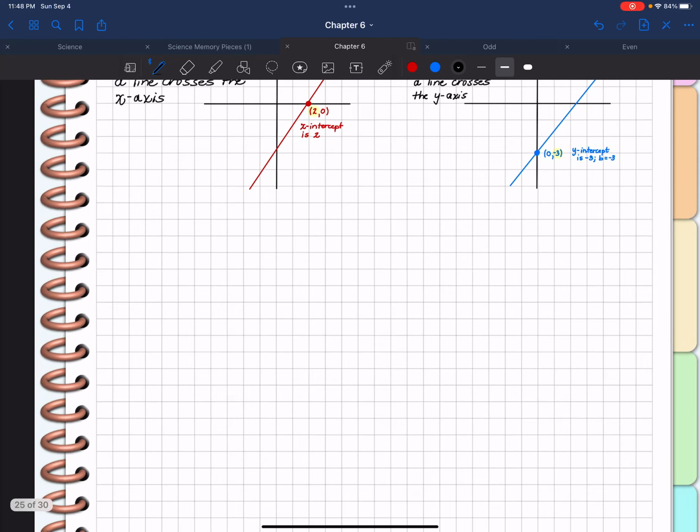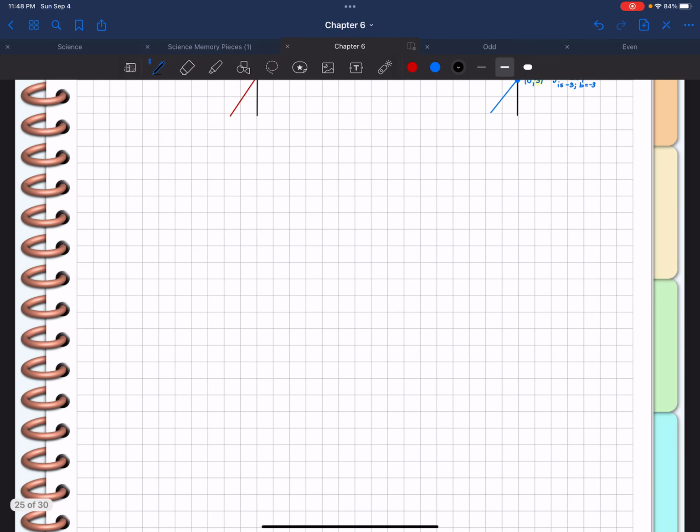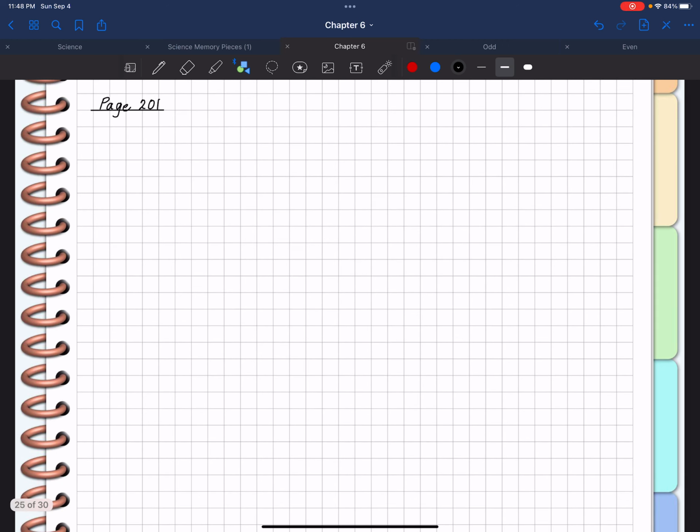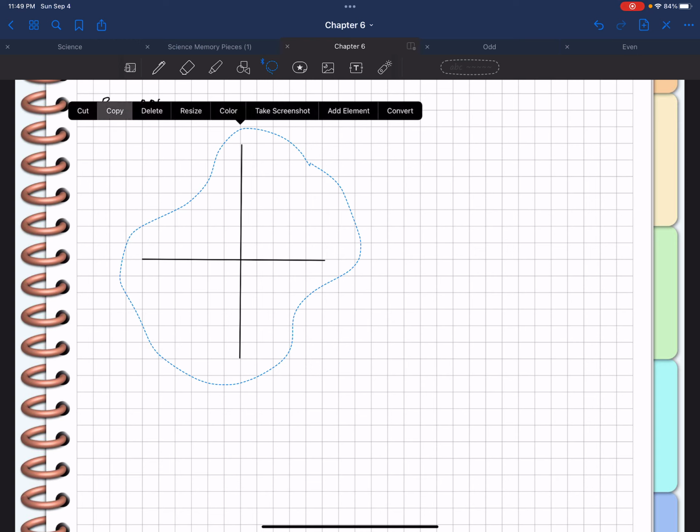I'm on page 201 in the textbook, and we are looking still at vocabulary relating to graphing. And this clip will be about the intervals. So to do this one, you're going to need 4 coordinate planes. And I'm just going to make one and copy it, so I don't have to keep drawing that.